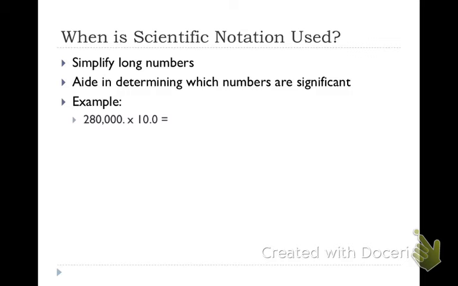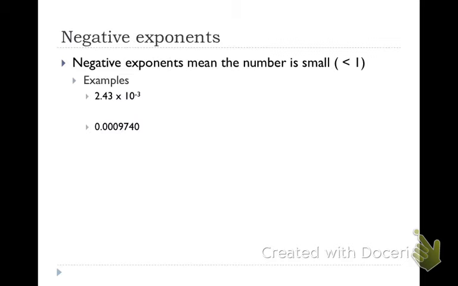So we end up having a really long number. In scientific notation, we simplify that number, so we use exponents to help us figure that out. Negative exponents mean that the number is going to be less than 1, and positive exponents mean that the number is going to be greater than 1. So here's a quick example. We have 2.43 times 10 to the negative 3.